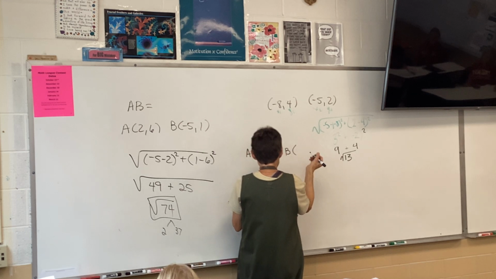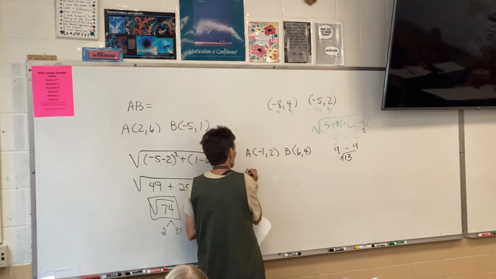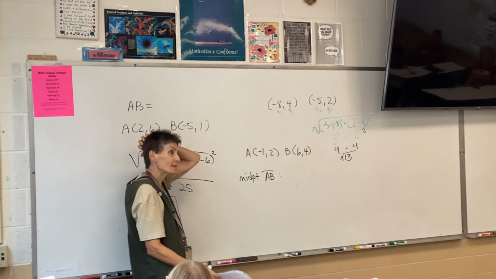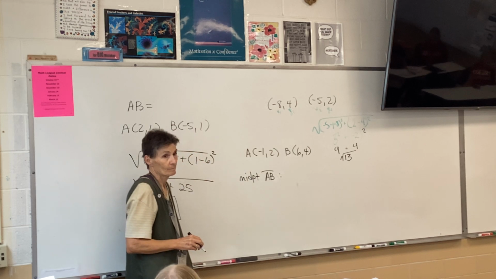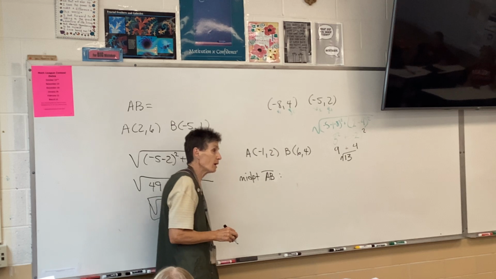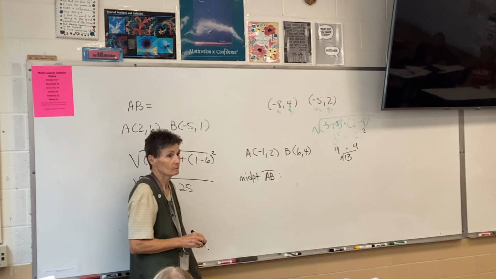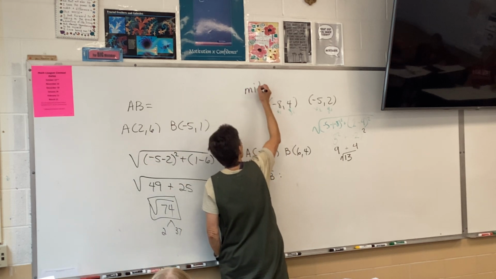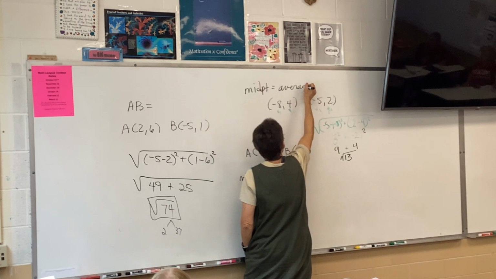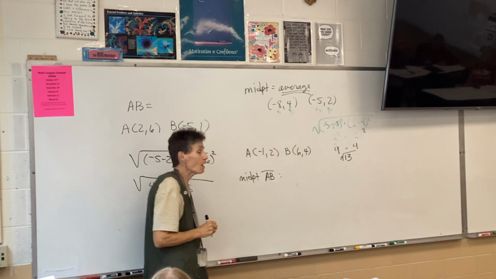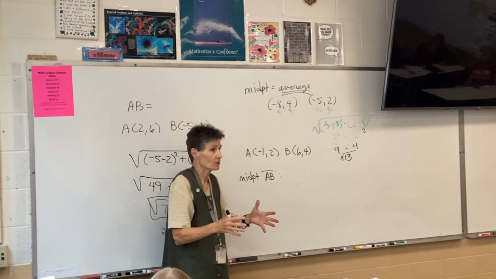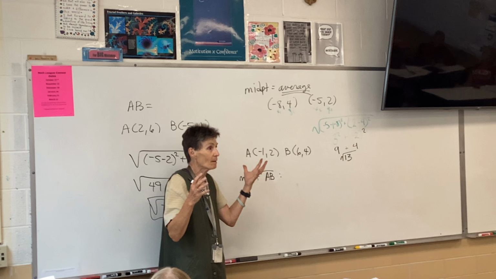So here we go, number 3. We've got these 2 points, and we wanna find the midpoint of segment AB. The midpoint, the middle value. If we talk about the middle value, we're talking about an average. Midpoint is average. How do I find an average? If you give me 2 things, how do I find their average? Add them up and divide by 2.